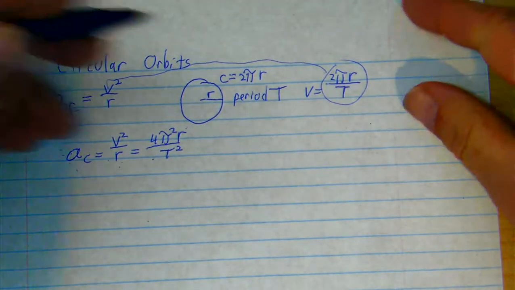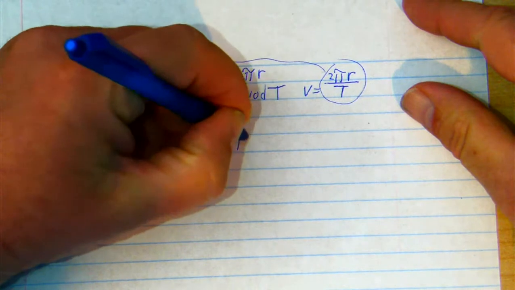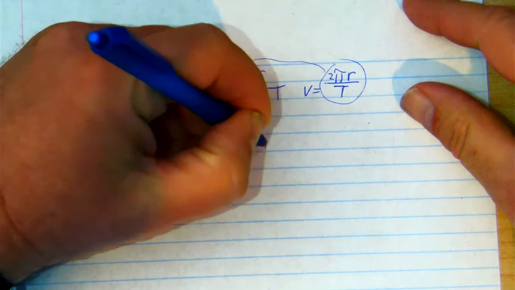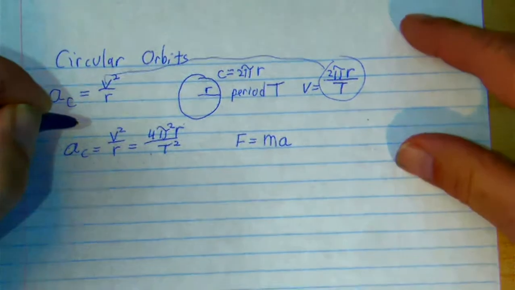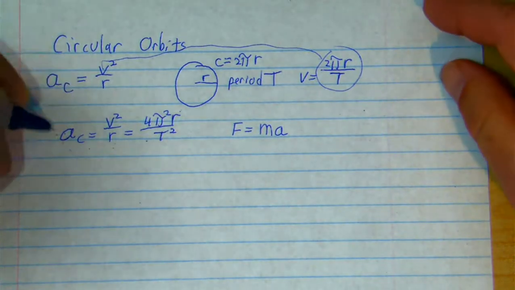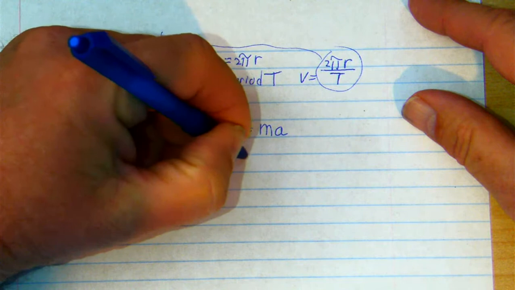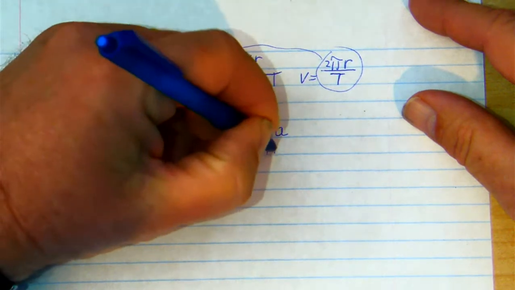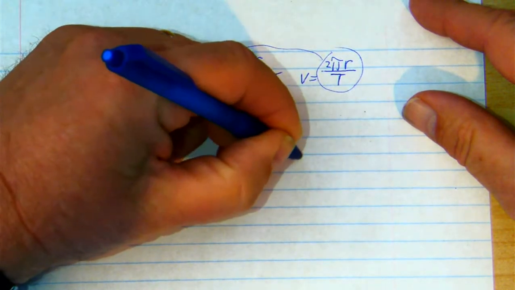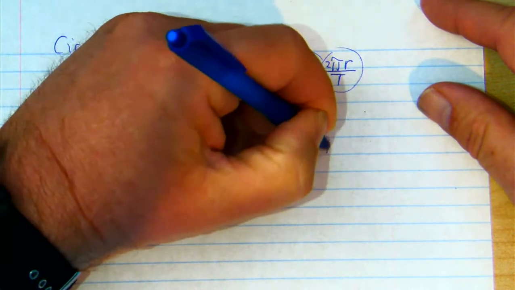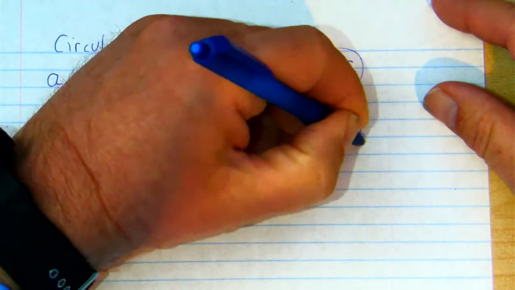Then on top of all that, there was Newton's second law, F equals ma. In the case of centripetal acceleration, that means centripetal force is mass times centripetal acceleration, which I can also write as mv squared over r.